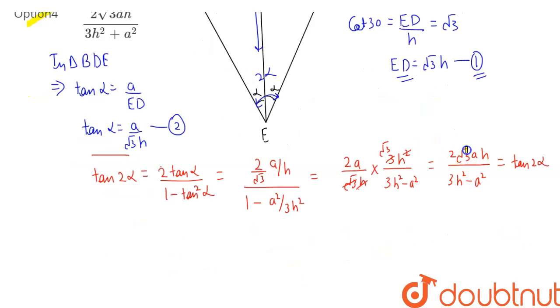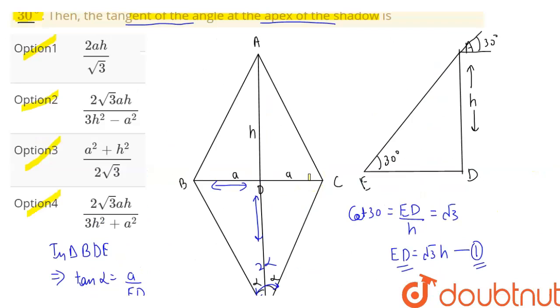So finally we have calculated the value of the tangent of the angle at the apex, that is tan 2 alpha. Let us now see the options. We can see that option 2 is correct, so let us mark option 2 as the correct option. This is our solution. Thank you.